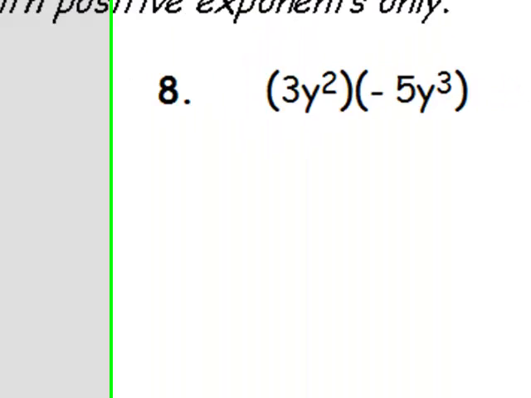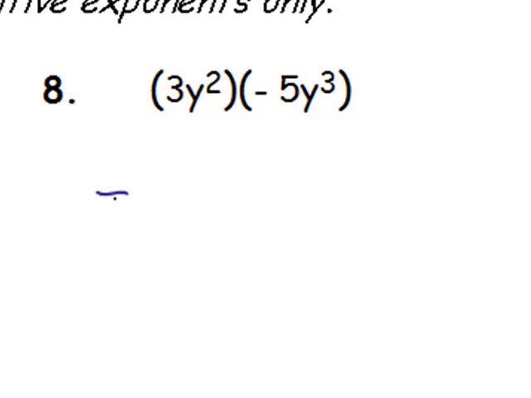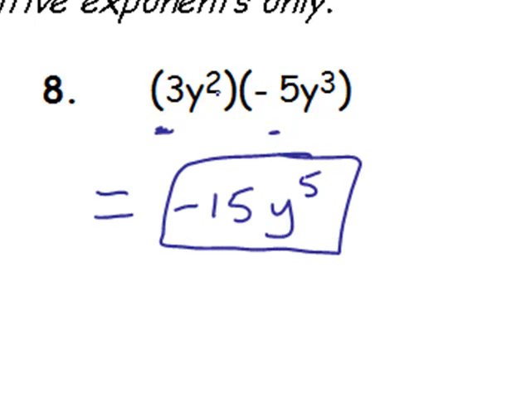Number 8 here, we multiply. This is all multiplication, so we multiply the coefficients. 3 times negative 5 is negative 15, and y squared times y cubed is y to the 5th. This is from the product rule where we add the exponents.